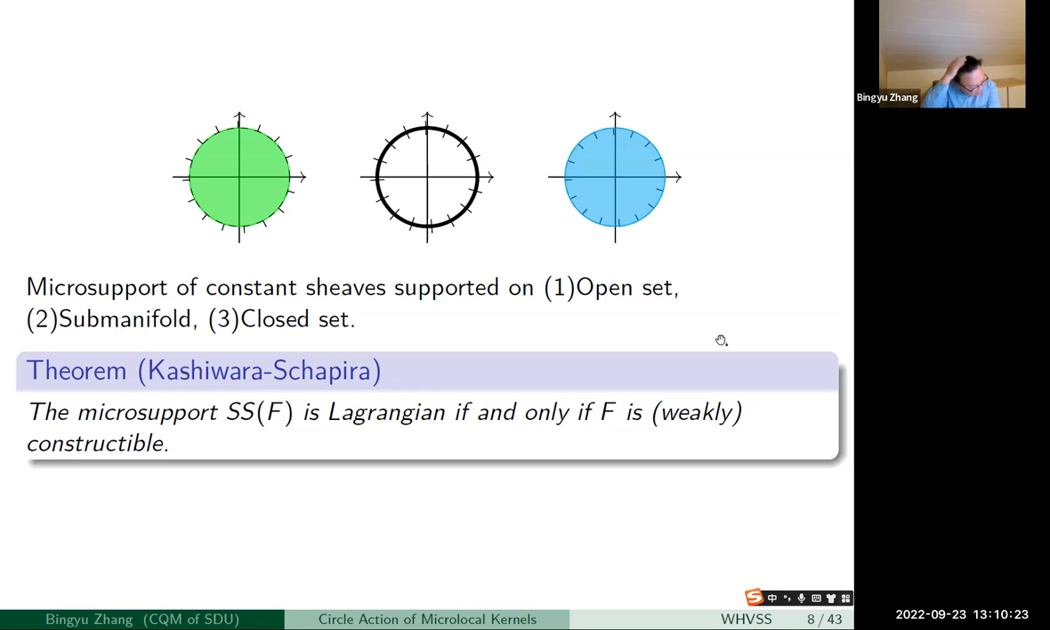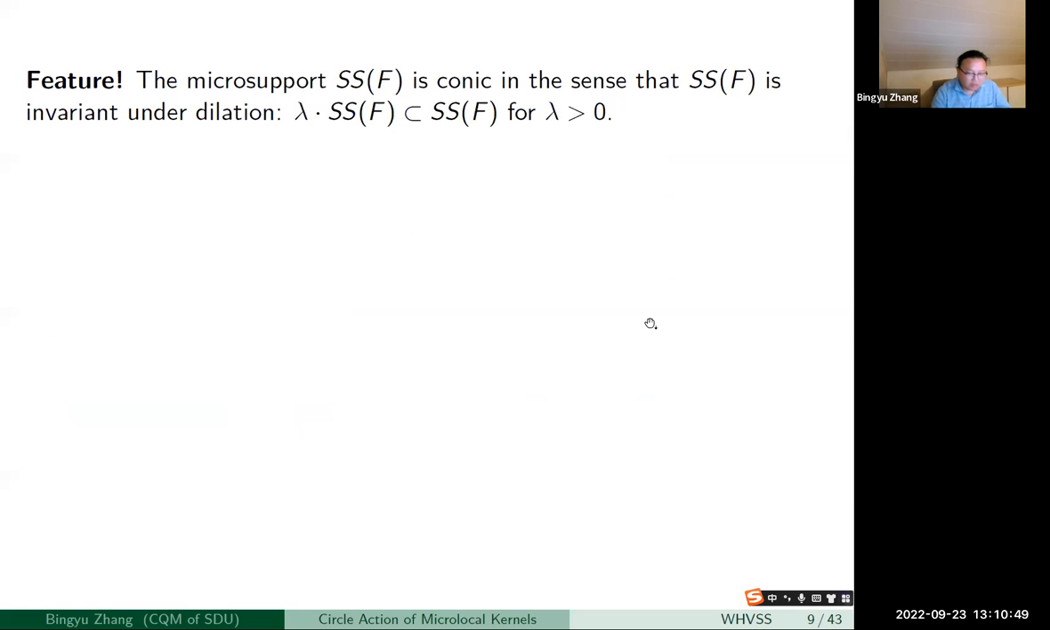In general, we can prove that the microsupport of F is Lagrangian if and only if the sheaf F is constructible in some sense. By constructible, I mean we have many pieces of constant sheaves, combined by some non-trivial extension classes between different pieces. And a crucial feature is that the microsupport is conic, in the sense that it is invariant under dilation.